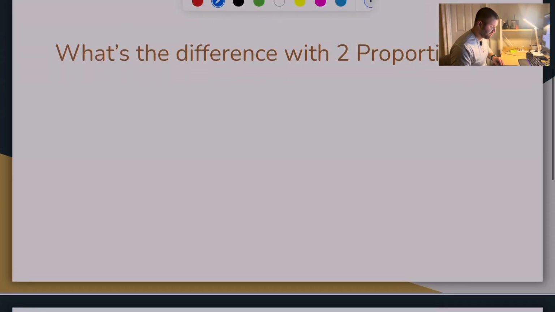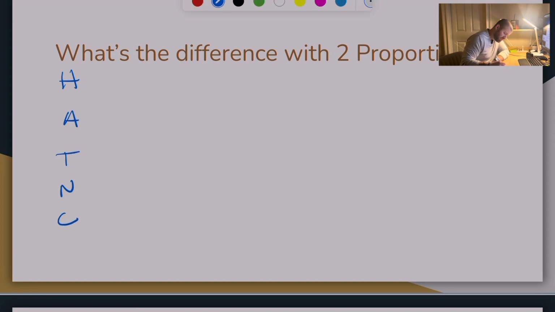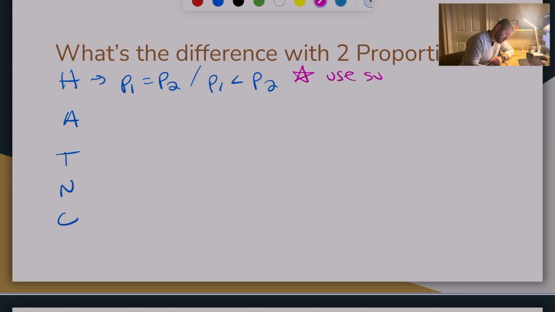So, the biggest difference with two proportions, when we look at our acronym, right, my hat, North Carolina: my hypotheses now are going to be about two proportions in relation to each other. So you're going to see something like P1 equals P2 for your null hypothesis, and then something like P1 is less than P2. What's important here is you want to use subscripts that make sense.